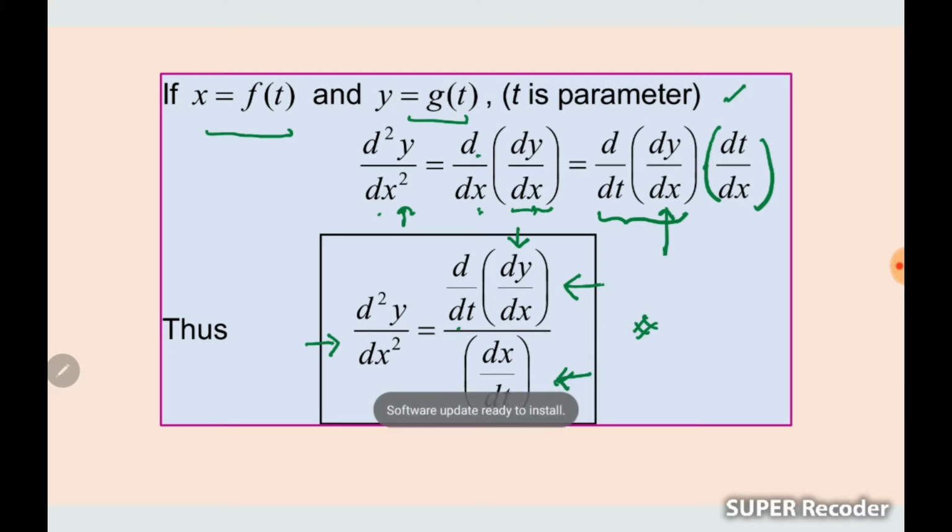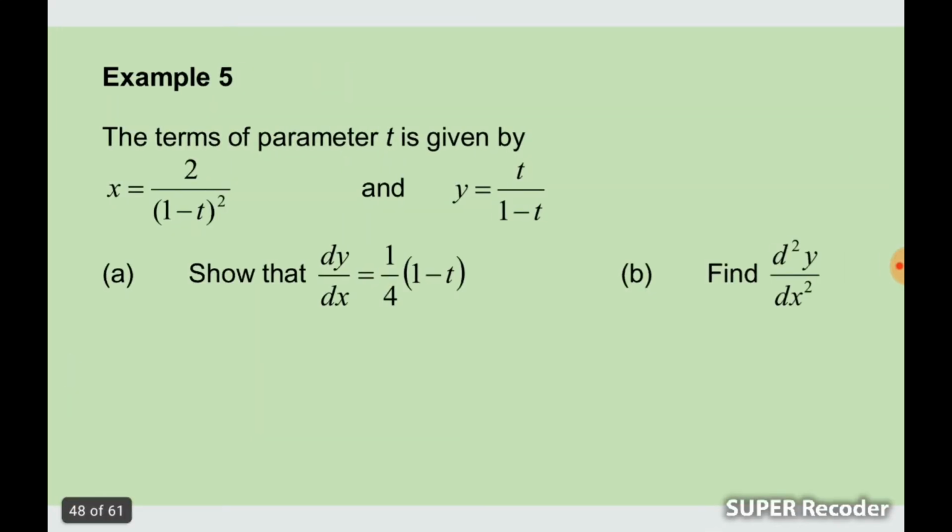Okay, we will do the example here. Example 5. The curve in terms of parameter t is given by x equals 2 over (1 minus t) squared and y equals t over 1 minus t. A, show that dy/dx equals 1 over 4 multiplied with (1 minus t). B, find d squared y over dx squared. Okay, to get A, you need to differentiate x and y with respect to t.